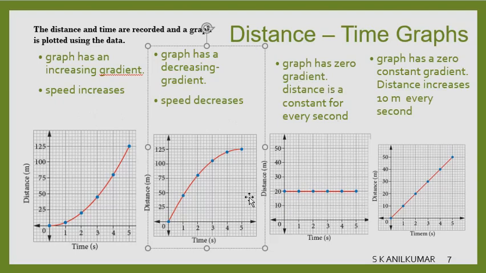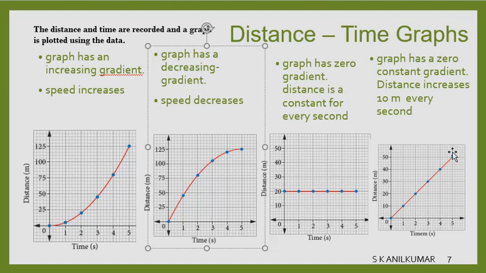So, if the graph has zero gradient, that means what? If it has zero gradient, then the speed is constant. Speed is neither increasing nor decreasing. Speed is constant. You are going at 100 km per hour constantly. So, this is 20 meter distance in the first second. Second thing, again, the same at the constant speed you are going. If the speed is constant, the gradient is zero. Now, this graph has zero, constant gradient.